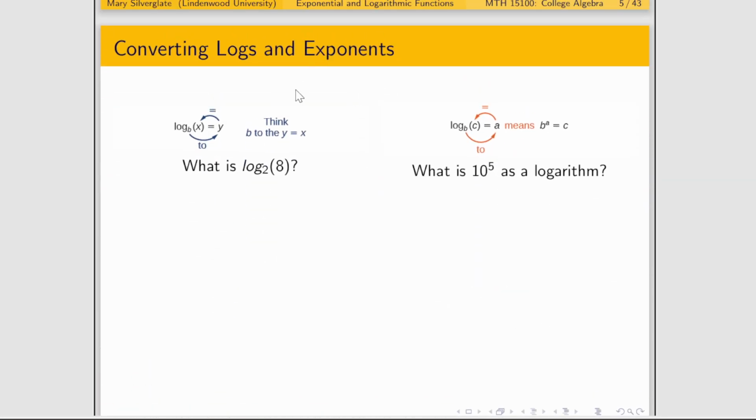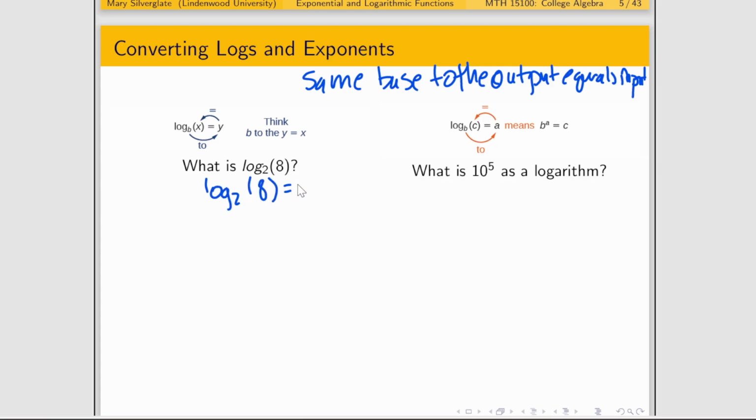So if I'm converting between logs and exponents, again, always think same base to the output equals the input. So for example, if I have log base 2 of 8 is equal to something, I'm just going to put an equals y. That means same base 2 to the output y is equal to the input 8. And 2 to the what does give me 8? That would be 3. So that would be your answer.